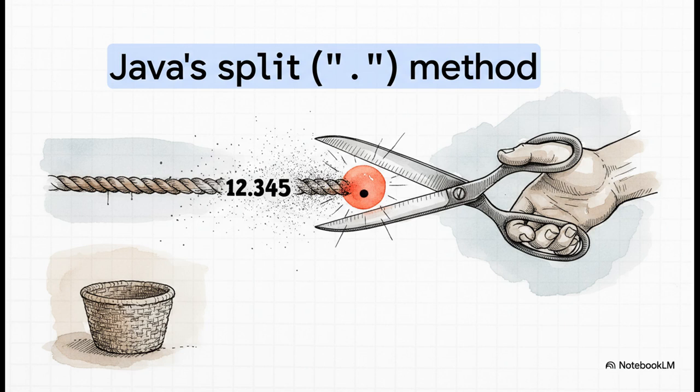You've got a string like 12.345, and you just want to split it by the dot. Simple, right? But you run it, and you get nothing, an empty array. Why? Well, because the split method is secretly expecting a regular expression, and in regex, a dot means any character. It's a tiny detail, but it shows how easily ambiguity can turn into a bug.